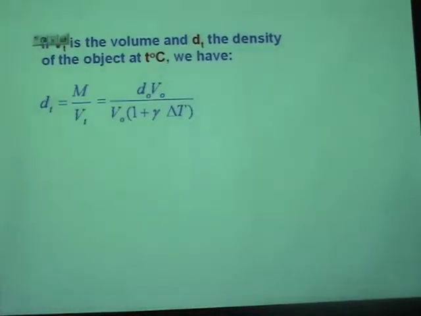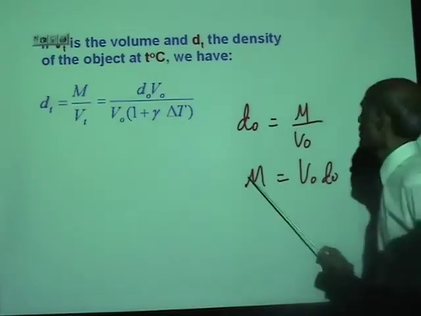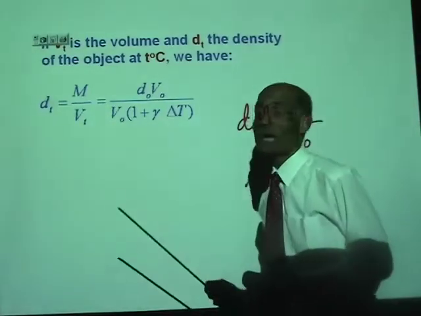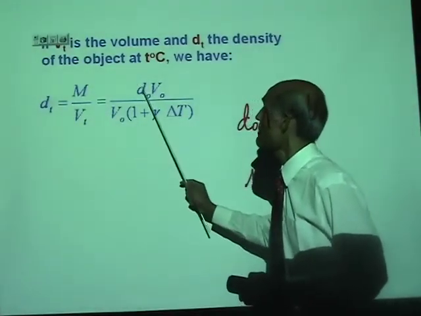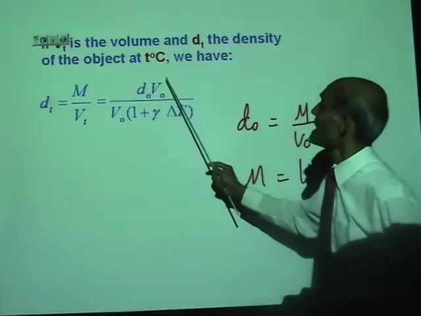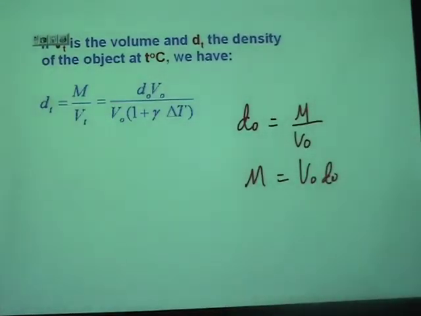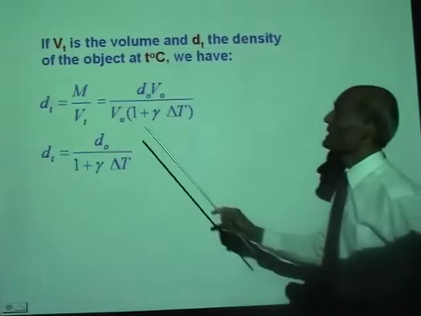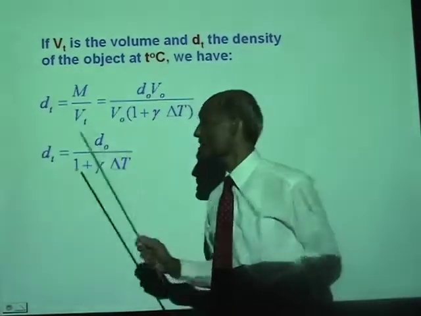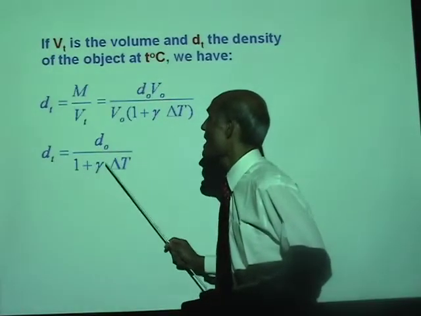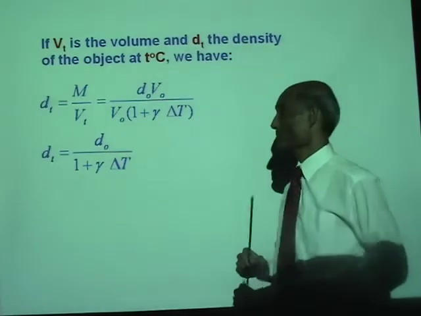In the previous slide, we had d0 equal to m over v0. Therefore, m equal to v0 d0 or d0 v0. So, this m is the same as this m. M hasn't changed. So, I replace that m by d0 v0. What happens now? V0 and V0 will cancel. As a result, what is our expression now? That will be dT, density at any temperature, is d0 divided by 1 plus gamma delta T.